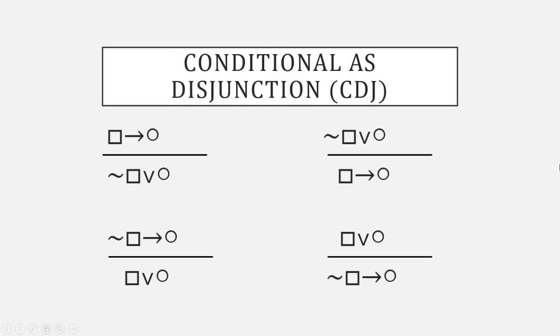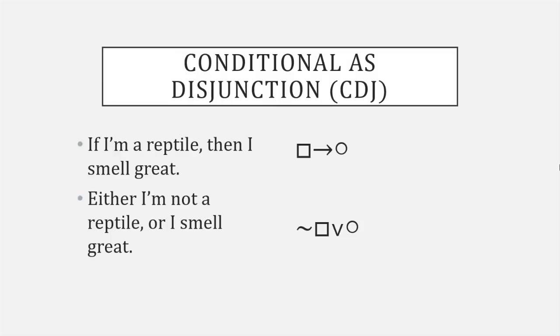So, De Morgan's. Conditional as disjunction. I'm not going to derive this one. The derivations get longer and longer from here on in. Conditional as disjunction: if you've got a conditional, you get this disjunction, which kind of helps to make sense of how the conditional works.